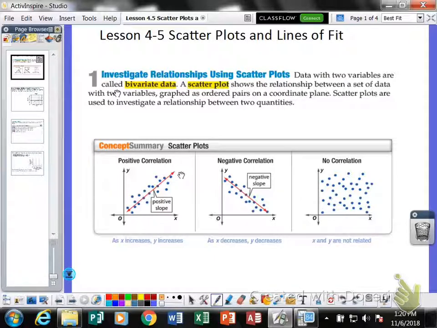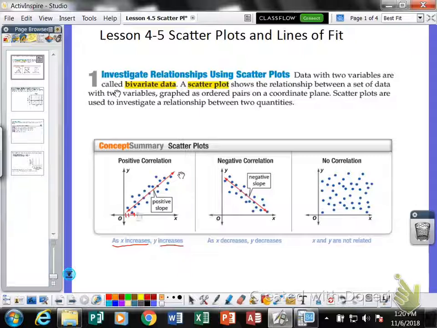A scatter plot shows the relationship between a set of data with two variables. We graph ordered pairs on a coordinate plane. Scatter plots are used to investigate a relationship between two quantities. Basically, we look at the scatter plots and we say, how are the points collectively gathered? In the first one, we see that they're very close together and they somewhat seem to form a positive line. So we call it a positive correlation.